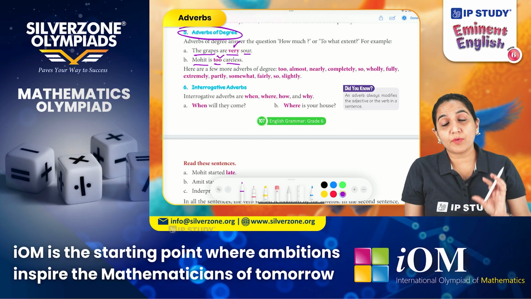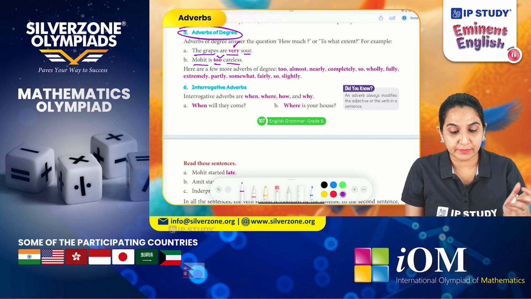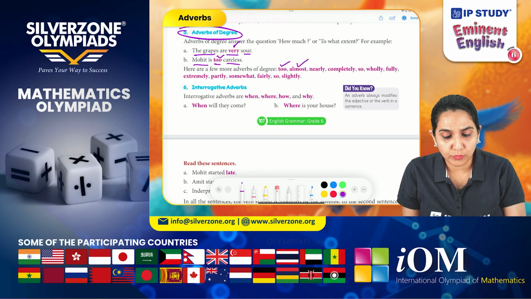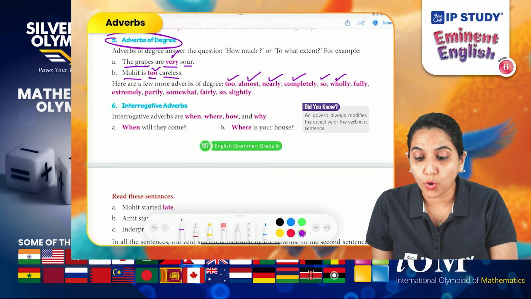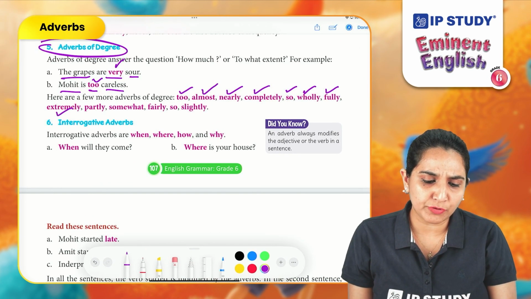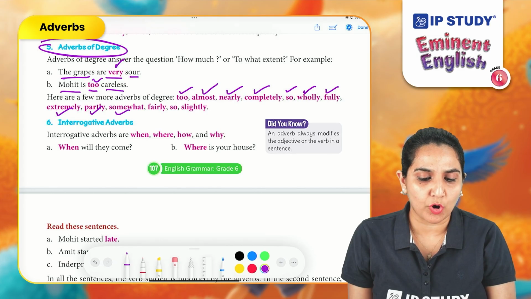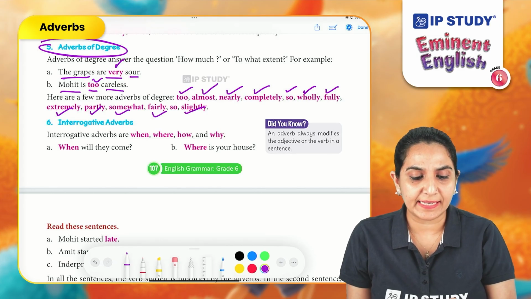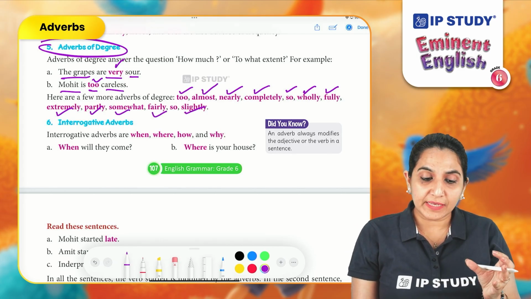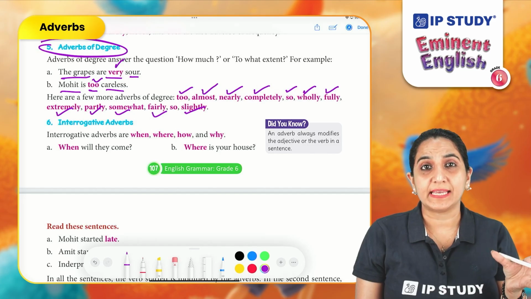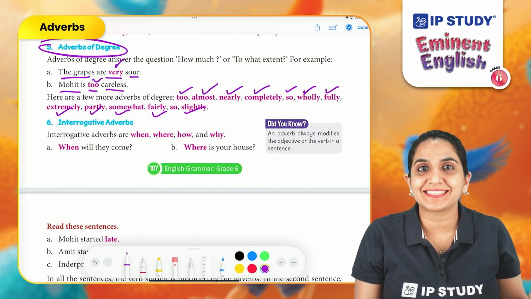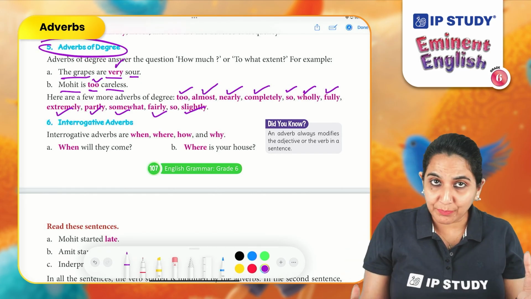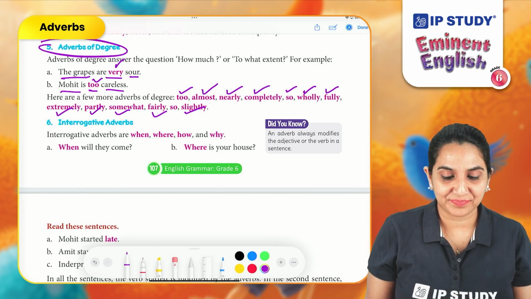Now some more adverbs of degree can be too, almost, nearly, completely, so, wholly, fully, extremely, partly, somewhat, fairly, slightly and so. All of these are adverbs of degree. That means they answer the question to how much or to what extent something has happened or something is.